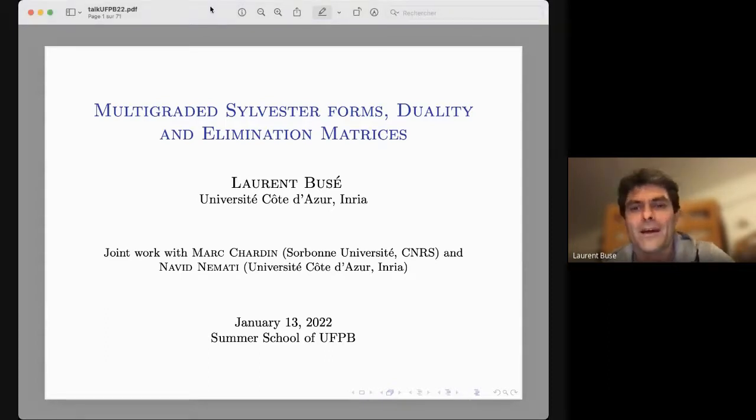Today I plan to talk about multigraded Sylvester forms. This is work we did in collaboration with Marc Chardin from Paris and Navid Nemati, who was also at INRIA at that time. He is a former PhD student of Marc and did a postdoc with me at INRIA, and now he's in Sweden working for a company.